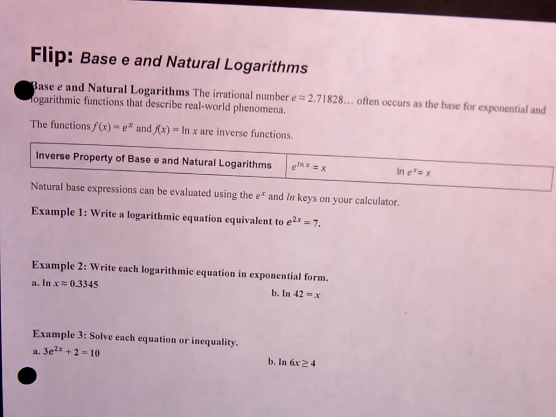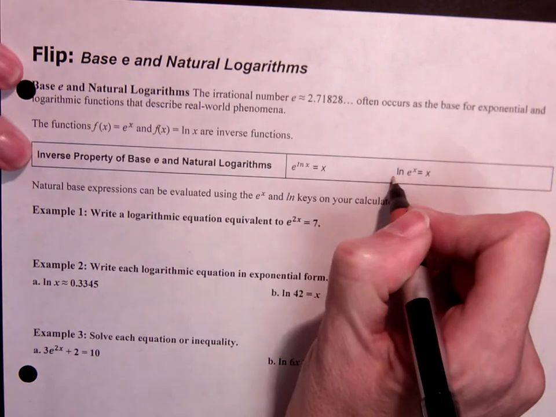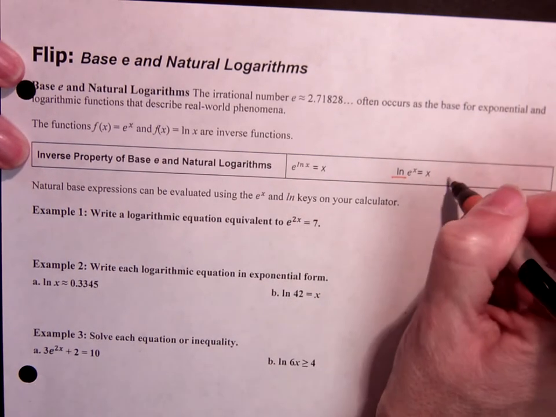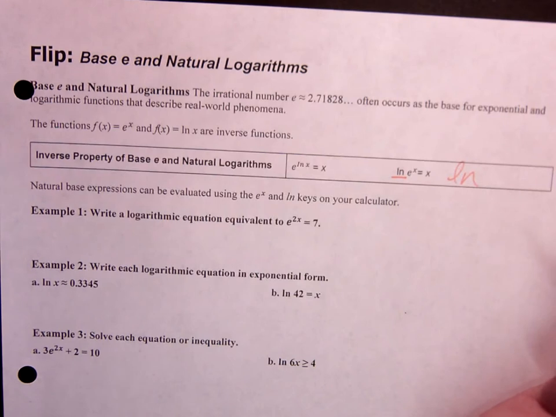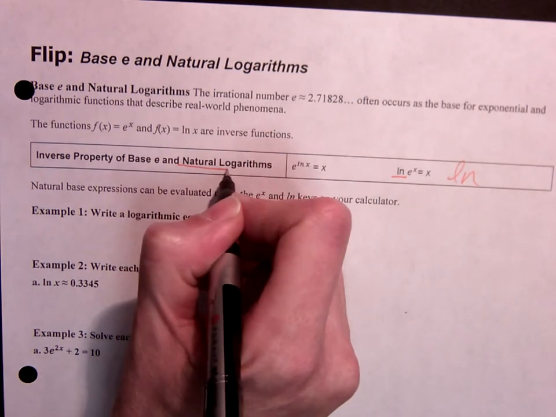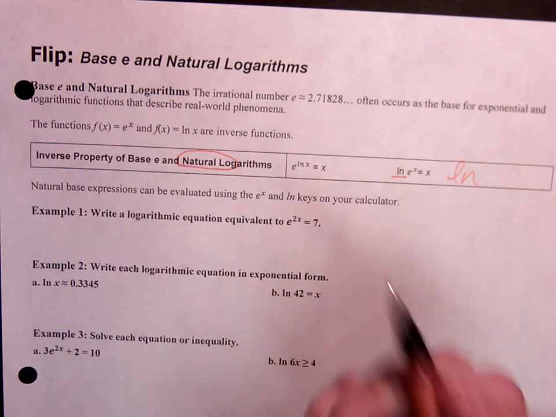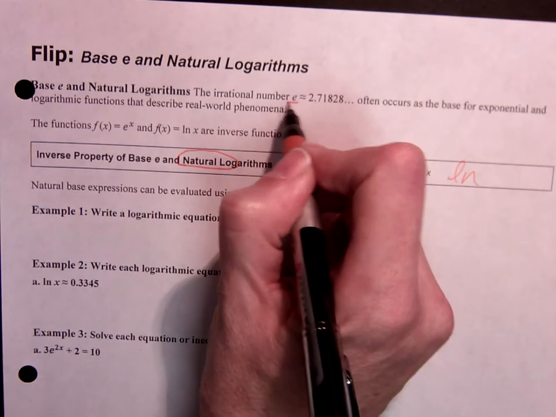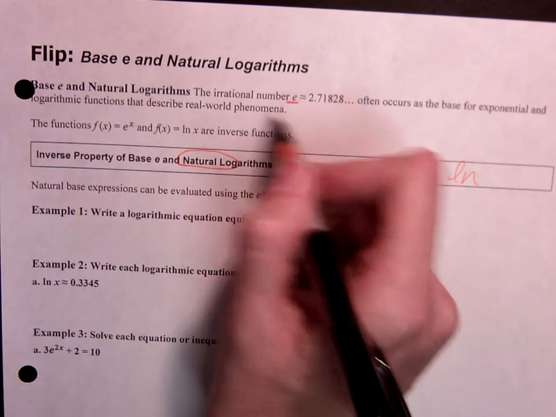Just like the common log that gets used a lot has the understood base of 10, there's another one you'll see that's just ln. If I'm writing it out, I typically use that kind of cursive L. It's called the natural log, and its base is e, which is a number.